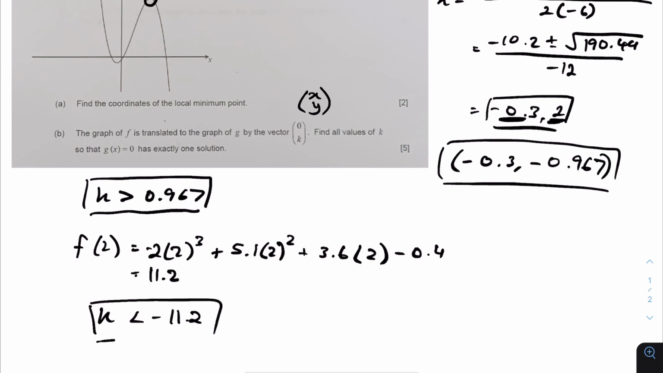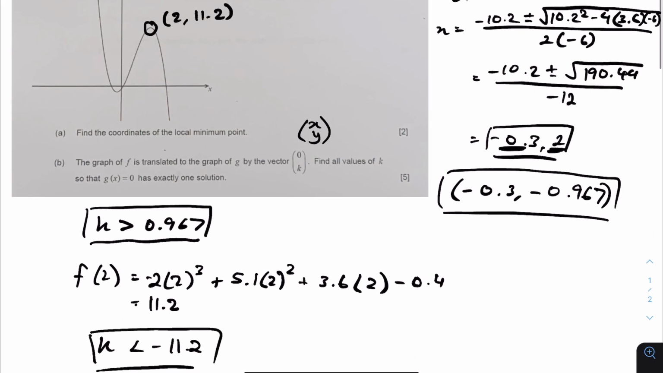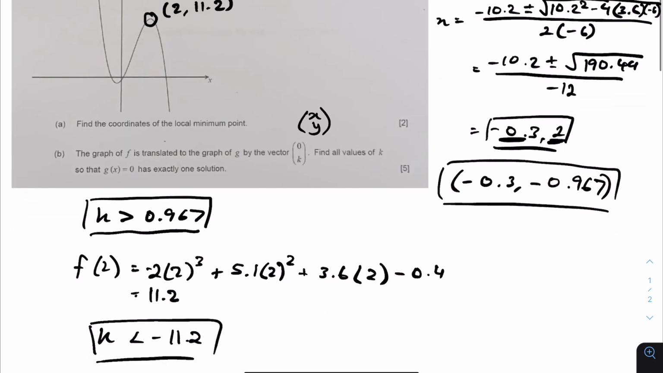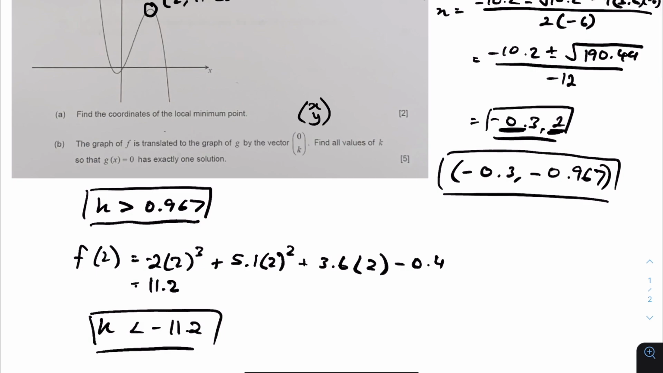Because remember, this is a vector, so if you're going down, the y-coordinate has to be negative. And if it's less than negative 11.2, which means it's basically like negative 12 or something, then it's dropped further than the x-axis. So these are our two intervals that we must be aware of when considering this question. It's an easy thing to miss out, but one that we must be very aware of.